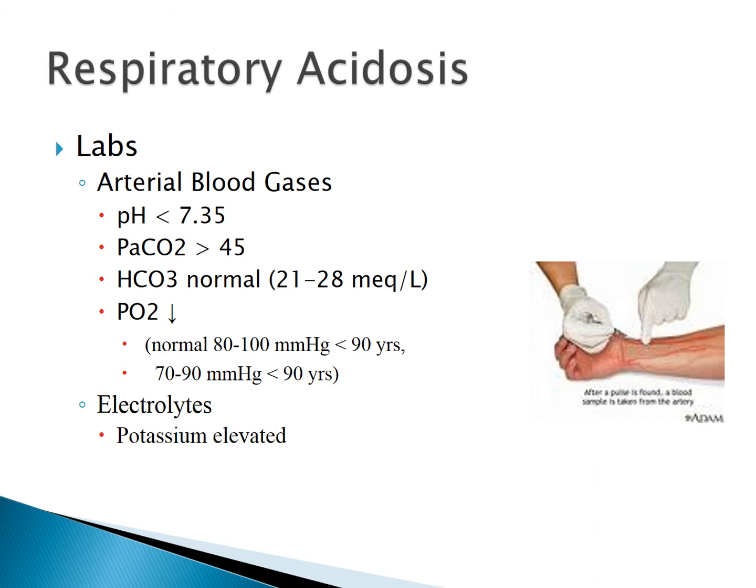Okay guys, so here we go. Respiratory acidosis. These are the labs, and you do need to memorize these. In the end we're going to go through all of them, but if they have respiratory acidosis, your pH is going to be less than 7.35, and your PaCO2 is going to be greater than 45. Your bicarb will be normal. The normal range is 21 to 28 milliequivalents per liter, and your PaO2 will be decreased. Usually that means it's under 80. If you have someone very elderly, over 90, it would be under 70.